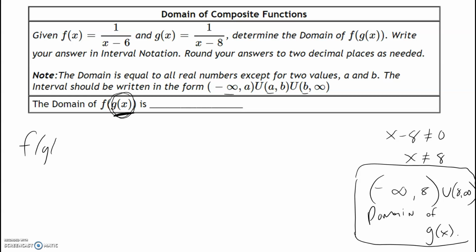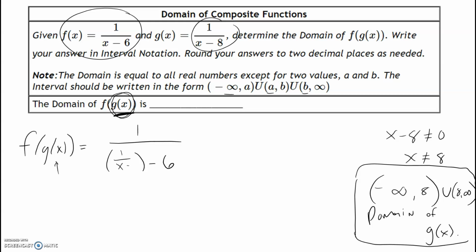So the composite function, f of g of x, means into f, 1 over x minus 6, I'm going to plug in g, which is this whole function, 1 over x minus 8. So now we got to deal with this complex fraction. This isn't an easy one. This is a tough one. Because I got to remember how to deal with complex fractions. I got a fraction within a fraction.